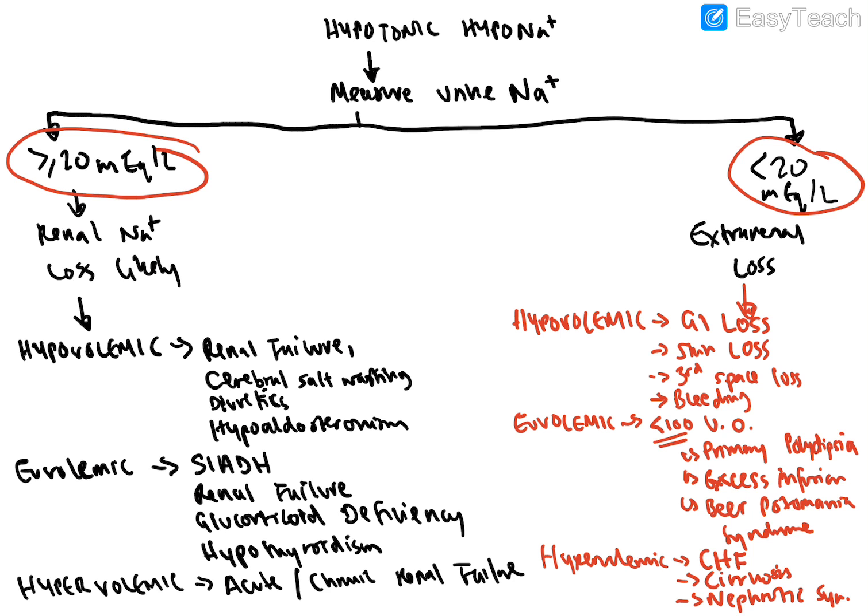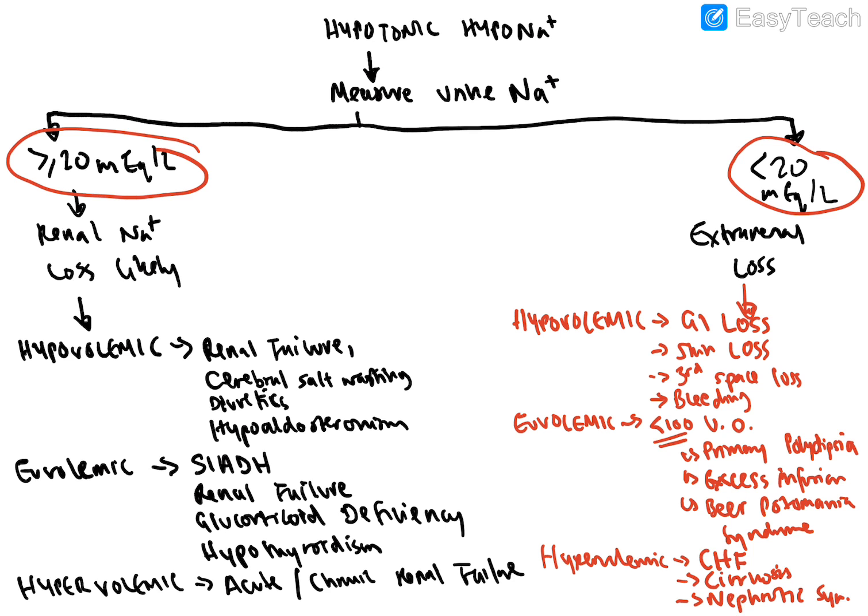If the patient is presenting with hypotonic hyponatremia, where your serum osmolality is less than 280, your next best step is to measure the urine sodium. If the urine sodium is 20 or more, which means there's increased excretion of sodium through the renal system, this means there is a renal loss of sodium. If it's less than 20, this is an extra renal loss. Once we've determined the urine sodium, now we have to assess the volume status, whether a patient is hypovolemic, euvolemic, or hypervolemic.